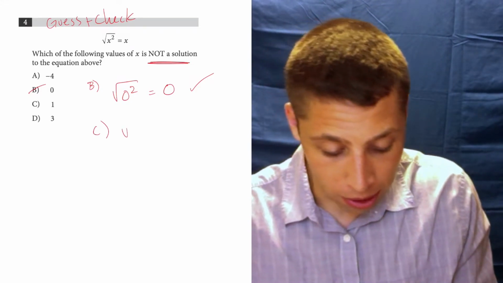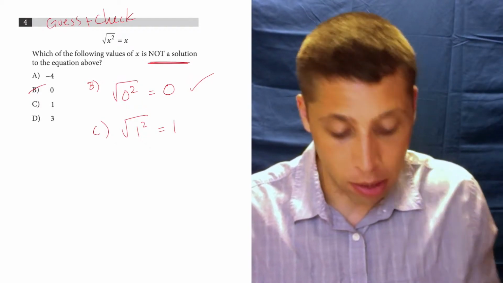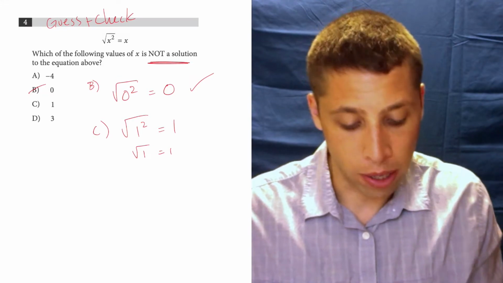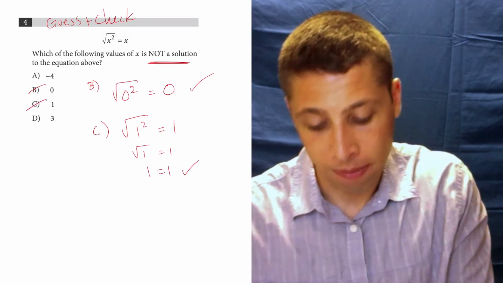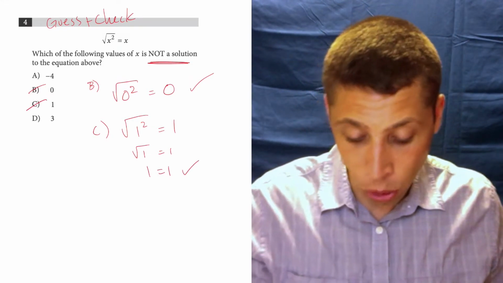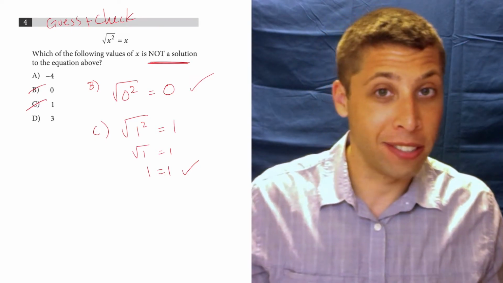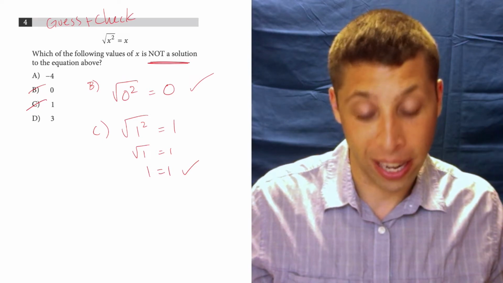C is also pretty easy. The square root of 1 squared is equal to 1. Well, 1 squared is 1. The square root of 1 is 1. So 1 is equal to 1. That also works. Cool. Let's maybe try D, because at least there I don't have to deal with the negative.